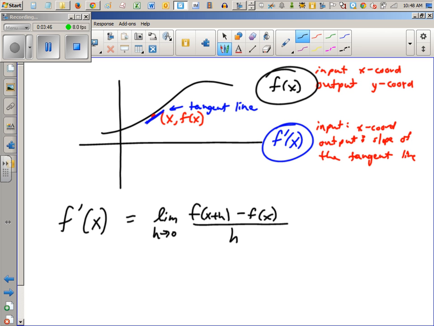Okay, and please understand that this has many names. Some people call it f prime. Some people call it y prime. Some people call it dy dx. Some people call it d sub x, which I don't like, because it looks like Cramer's rule. Some people just call it the derivative. Some people call it the slope.